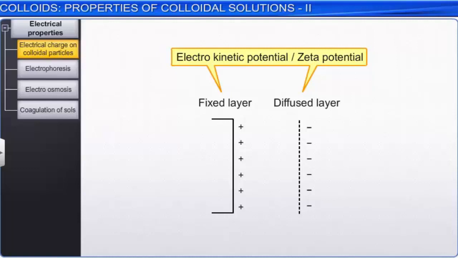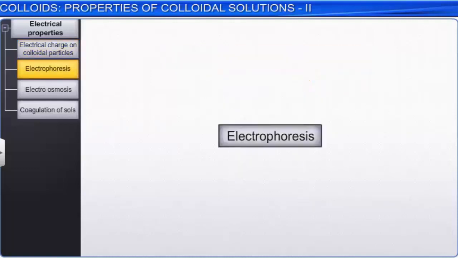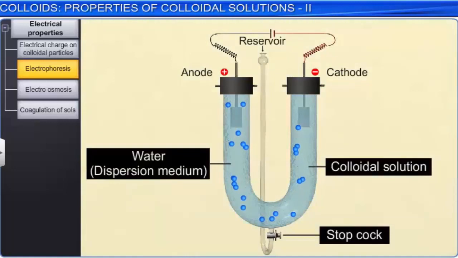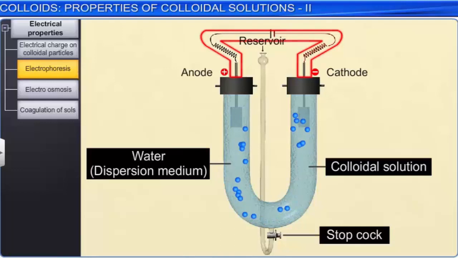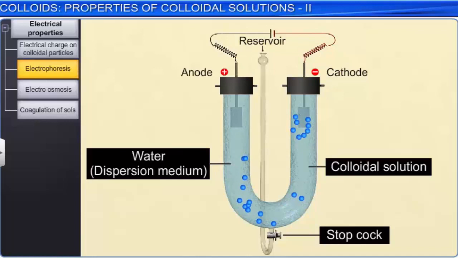Let us now discuss another electrical property of colloidal solutions, electrophoresis. The movement of colloidal particles towards a particular electrode under the influence of an electrical field is called electrophoresis. Electrophoresis helps establish the existence of electrical charge on colloidal particles. This property can also be used to establish the nature of the charge carried by the colloidal particles in a colloidal dispersion.